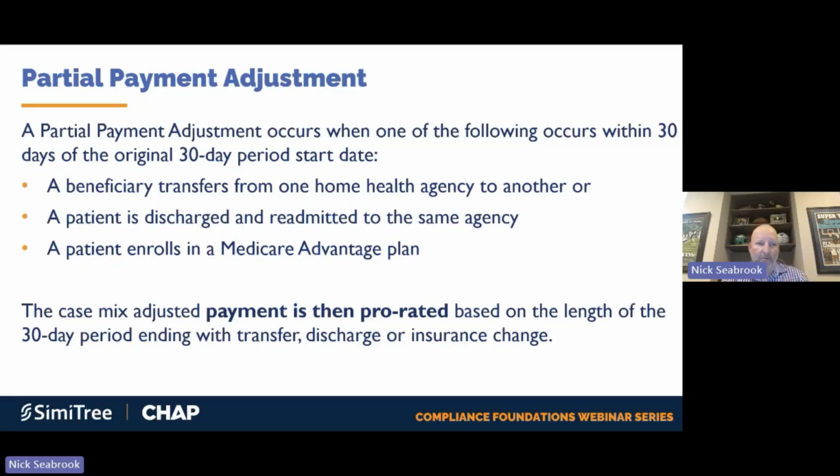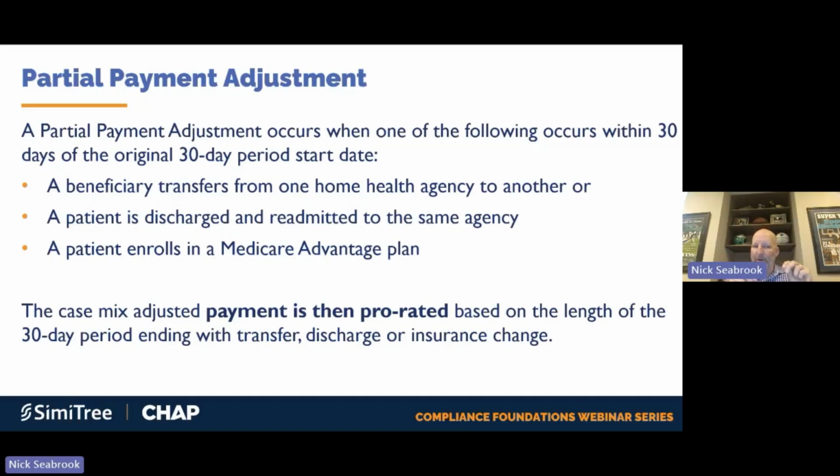So that could also happen where the patient is discharged and readmitted to the same agency. There's also a third factor, which is situations where the patient changes their insurance coverage from traditional Medicare to Medicare Advantage. In those situations, again, same thing, it's going to qualify for a partial payment adjustment.